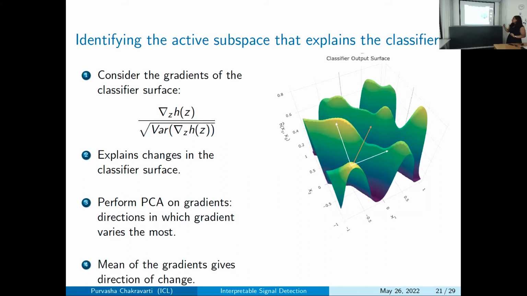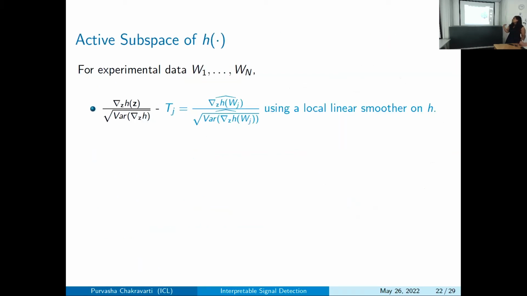Okay. So those directions, the PCA directions that we get, plus the mean gradient. The mean of the gradients tells you, along each variable, whether the classifier output is overall increasing or overall decreasing. So those are the things that are most informative about the classifier surface. Let me again go through exactly how we find these things.